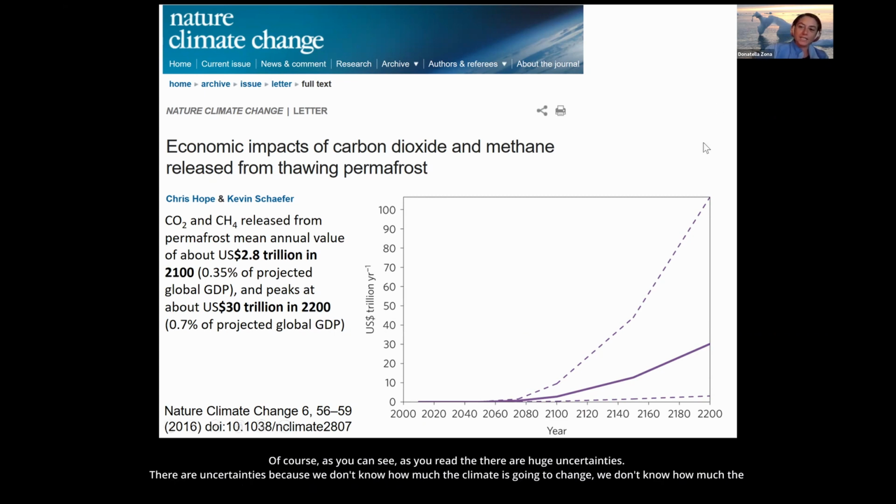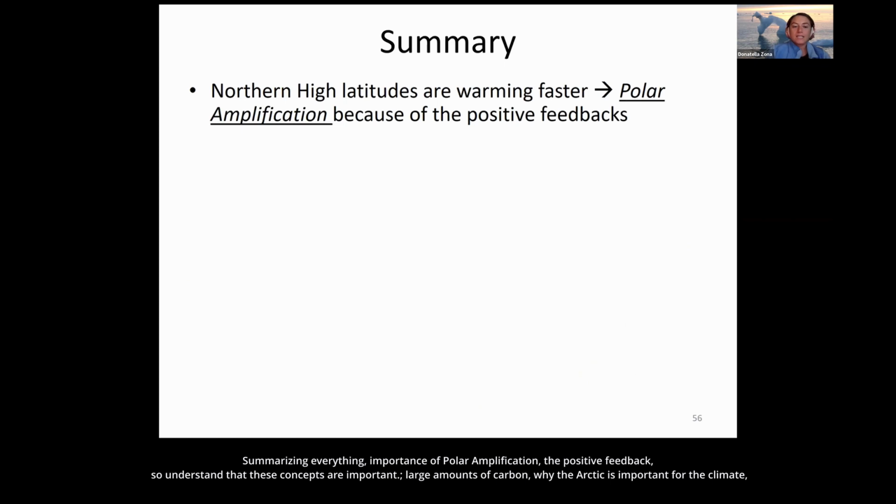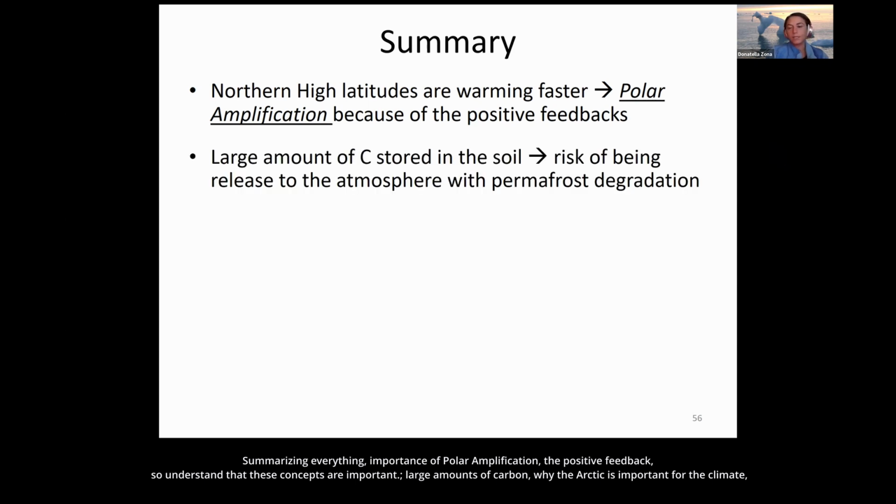Of course, as you can see, and as you read, there are huge uncertainties. There are uncertainties because we don't know how much the climate is going to change. We don't know how much the change in the climate will result in a release of carbon from the permafrost. But the bottom line is that this is important. We need to do something about it. Summarizing everything: the importance of polar amplification and positive feedback. So understand that these concepts are important.